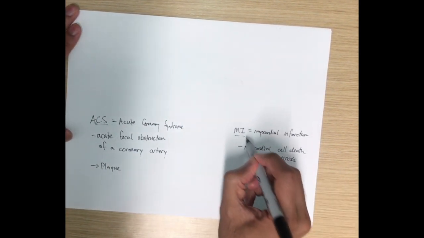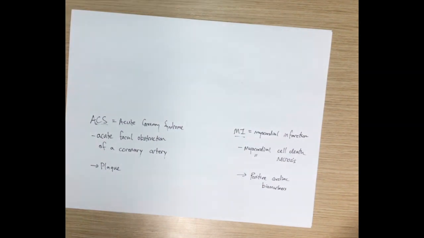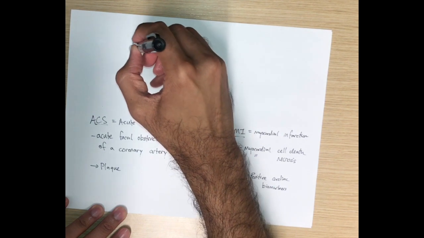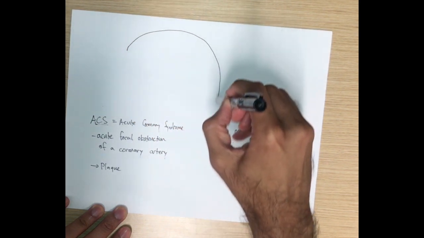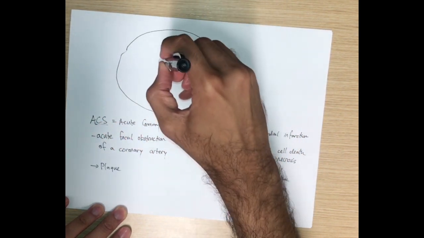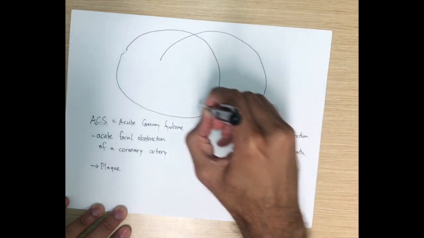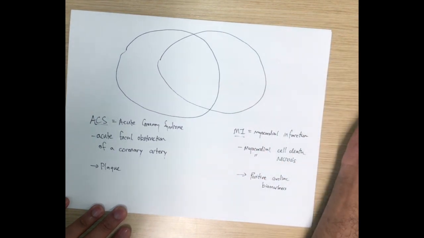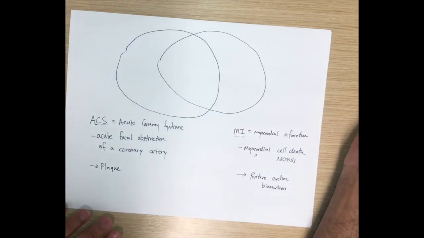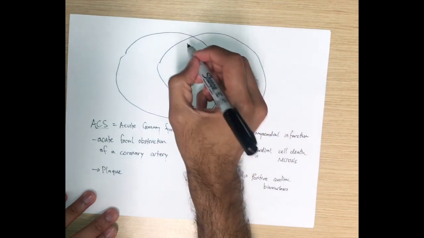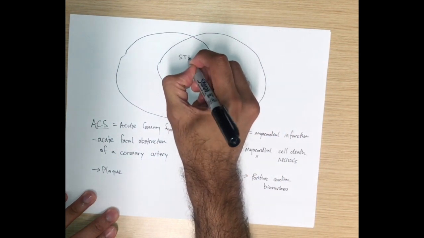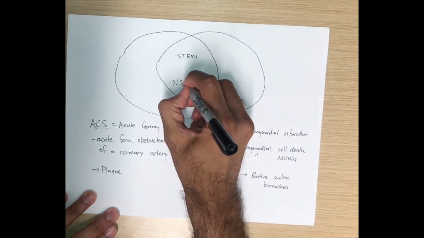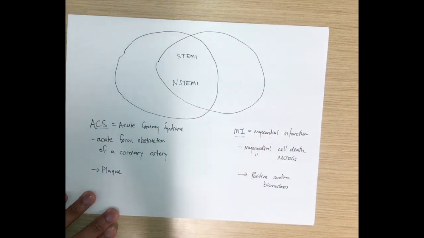Now these two terms are related, but they're different, and the way I like to think about them is that they're kind of overlapping. So if this is the bucket of all things that make up ACS, this is the bucket of all things that make up MI. Now obviously there's some things in the middle that are both ACS and MI. These are probably the things that you've heard about the most. So STEMI lives in this bucket, ST elevation myocardial infarction, and NSTEMI lives in this bucket, non-ST elevation myocardial infarction.